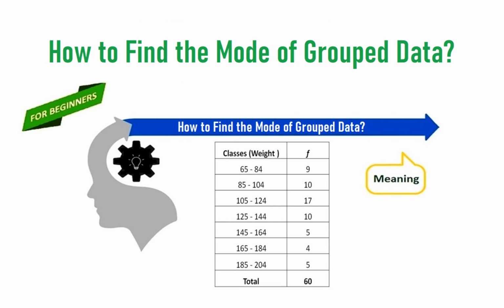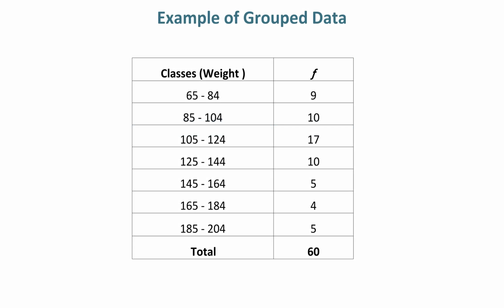How to find the mode of grouped data. Example of grouped data. In this example there are 7 classes and the sample size is 60. The frequency is given in front of each class.